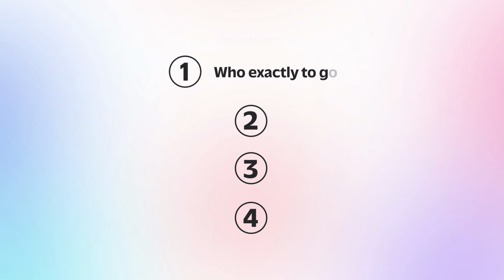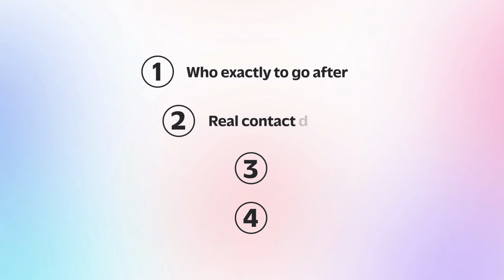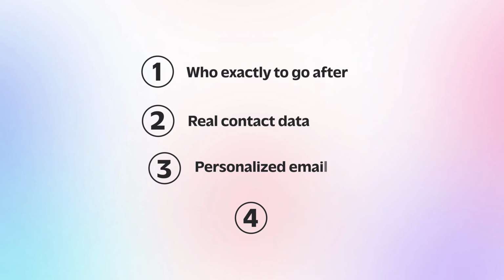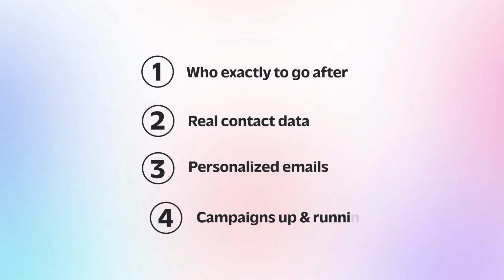Now, normally, if you want to do a cold email campaign properly, there are like 4 things that need to happen. You need to figure out who exactly to go after, you need real contact data for those people, you need emails written specifically for each segment, and you need to get those campaigns up and running. Normally, that's like a week of work, maybe more.